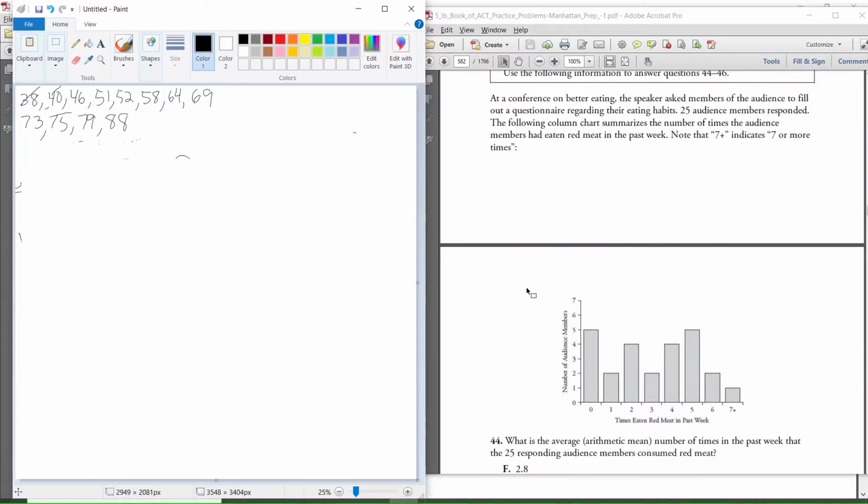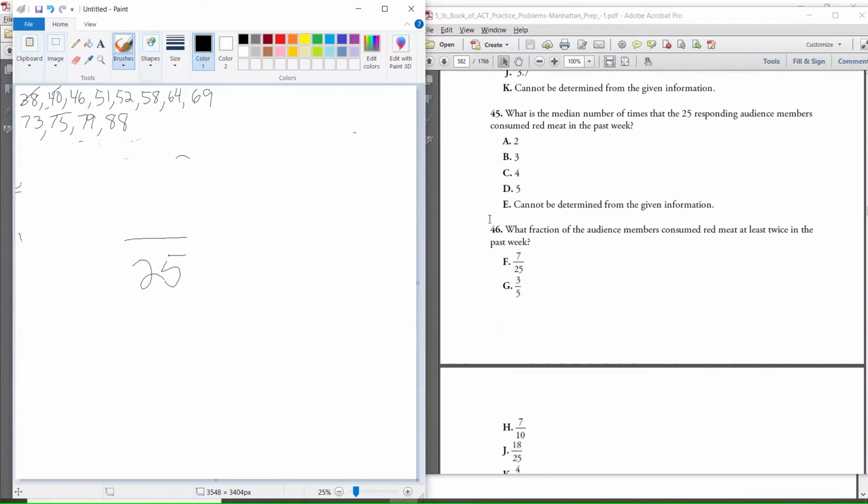It says, at a conference on better eating, the speaker asked members of the audience to fill out a questionnaire regarding their eating habits. 25 audience members responded. So whatever our fraction is, it's over 25 as the denominator. That's the whole. The following columns chart summarizes the number of times the audience member had eaten red meat in the past week. Note that 7 plus indicates 7 or more. Well, the question, to remind ourselves, asks us what fraction of the audience members consumed red meat at least twice.